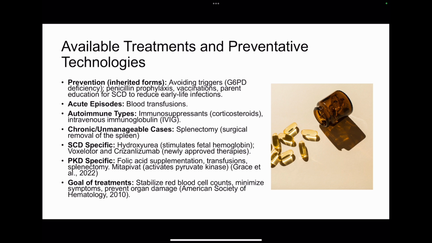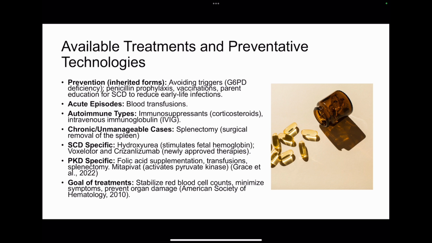management for G6PD deficiency. For sickle cell disease, preventive measures and early diagnosis include penicillin prophylaxis, vaccinations, and parental education to reduce early life infections. There are different treatments for specific types and severities of hemolytic anemia, but for acute episodes, blood transfusion is a common option.